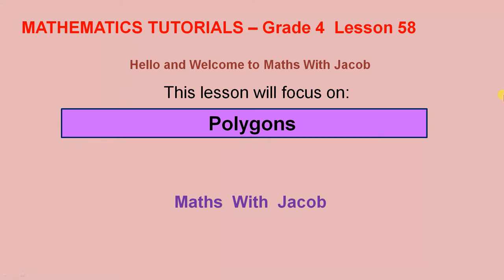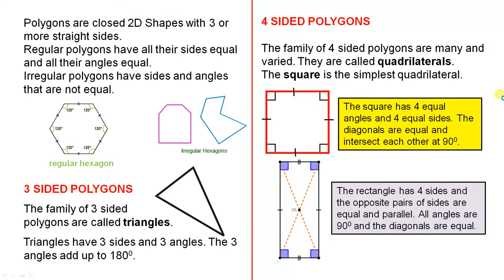This lesson will focus on polygons. Polygons are closed 2D shapes with 3 or more straight sides. Regular polygons have all their sides equal and all their angles equal. Irregular polygons have sides and angles that are not equal. So this video presents a little bit of revision from the previous video.